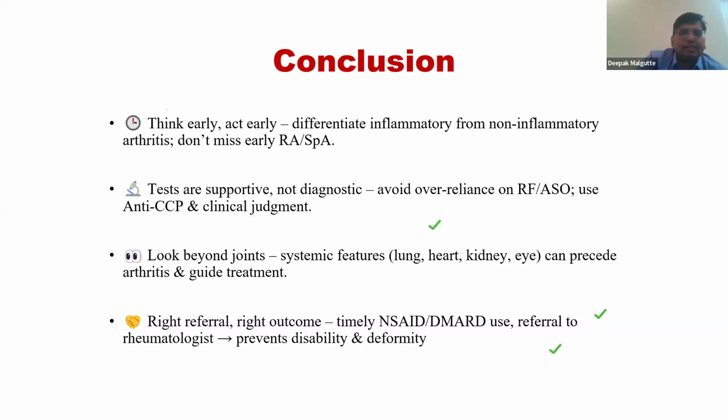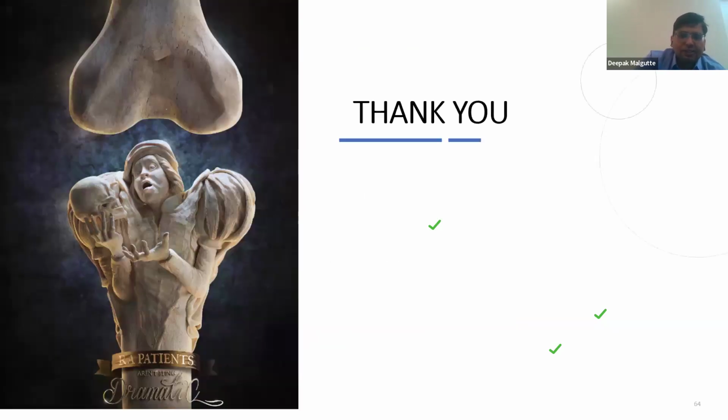So my conclusion is: think early and act early, because you need to differentiate inflammatory from non-inflammatory arthritis, and you shouldn't rely completely on RA factor or anti-CCP directly. We should use clinical judgment. We should look beyond the articular manifestations in these patients with rheumatoid arthritis. They may be harboring ILD, scleritis, or many others. And we should have the right referral and right outcome, because there is advancement in treatment, and we should refer this patient to the rheumatologist.